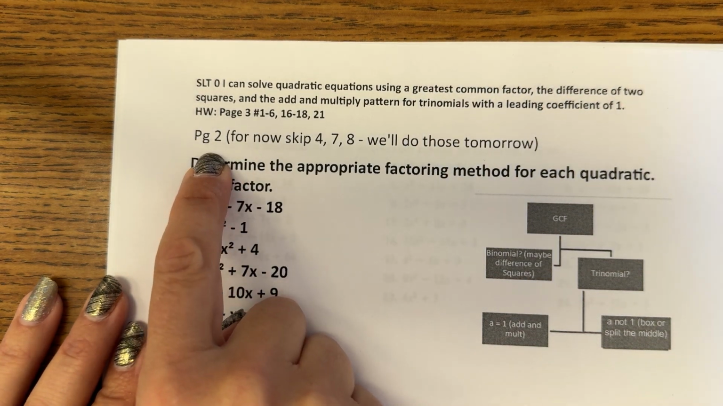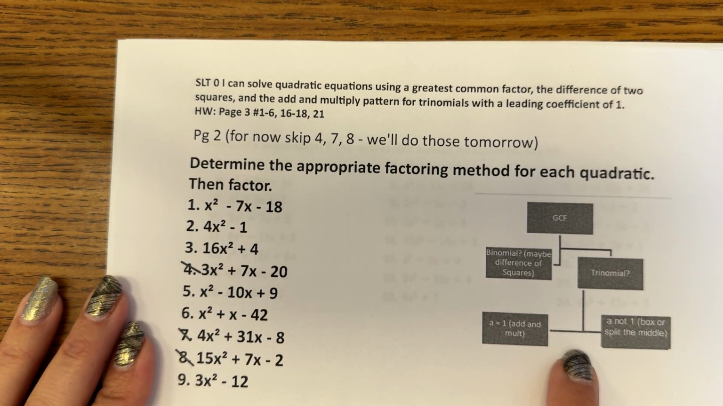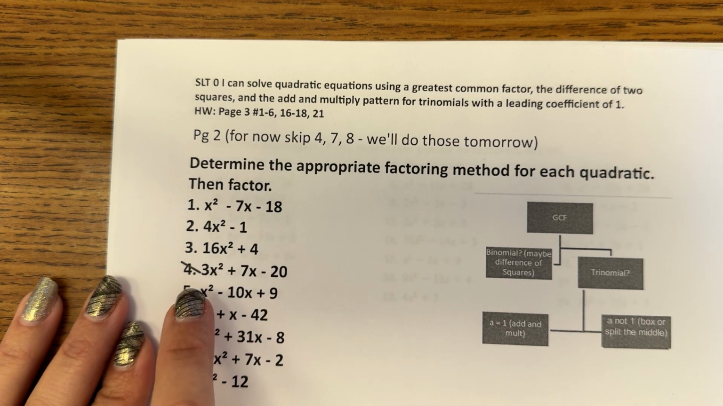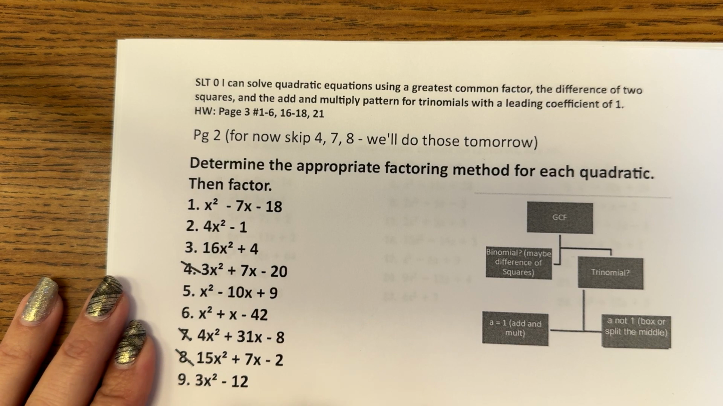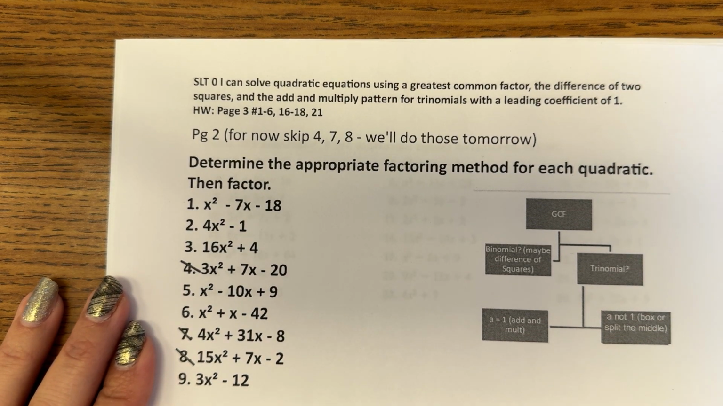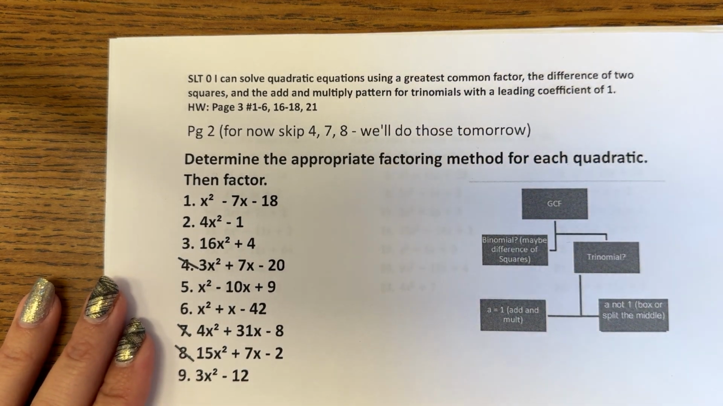On page 2, so you've got your flow chart written somewhere now. Tomorrow, or the next class, we're going to do 4, 7, and 8. So just skip those for now. Don't totally cross them out. We're going to do them the next time. I want you to pause the video and see if you can factor every other problem before you check your solutions.